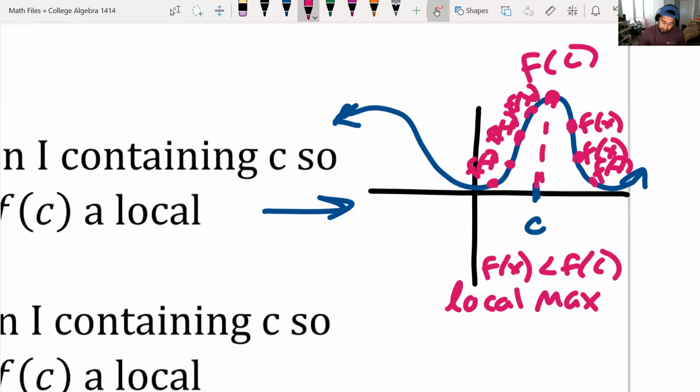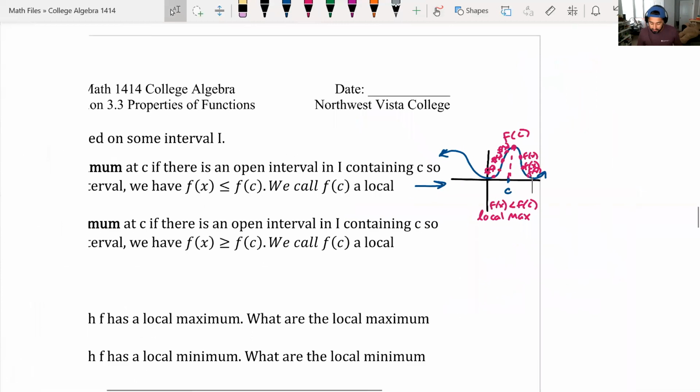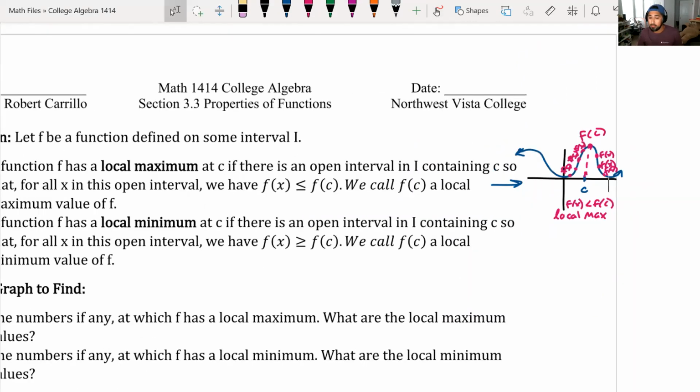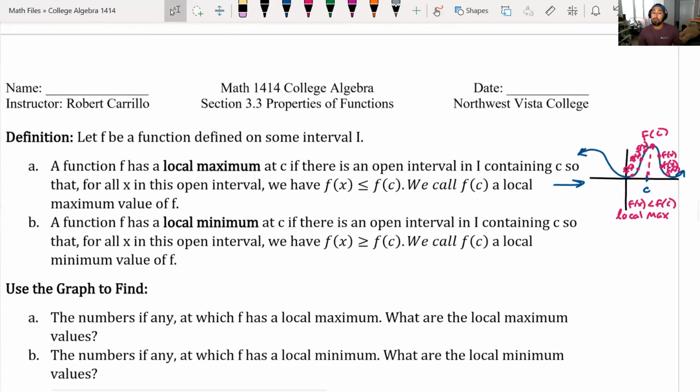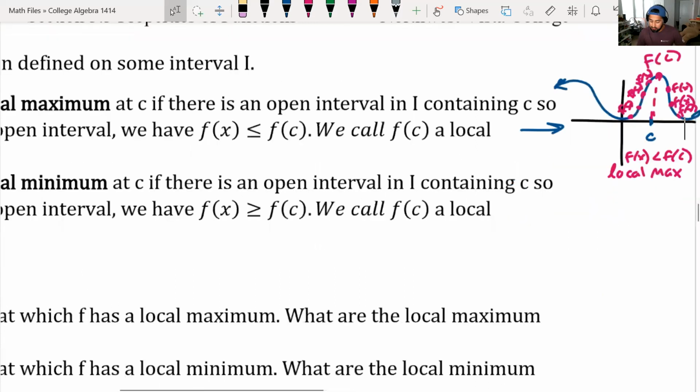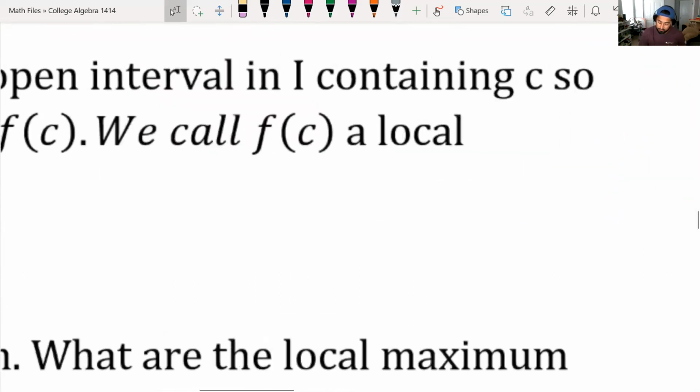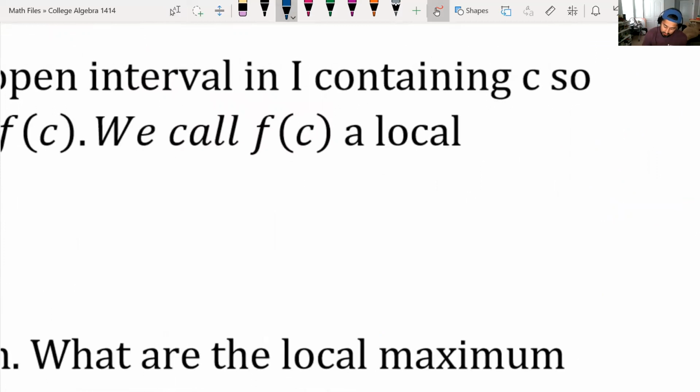Okay, which brings us to the next definition of a local minimum. You have a local minimum on some open interval I containing the number c, so that for all x in this open interval, now all the y values leading up to the minimum are greater than the y value at c. This is called a local minimum. All right, and once again, what does that mean? And small little graph.